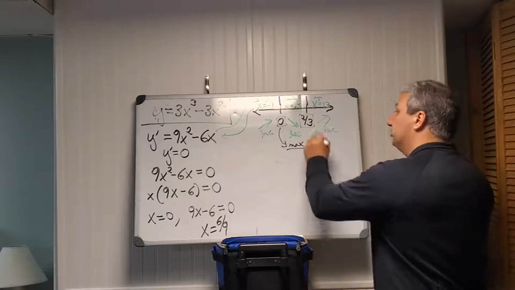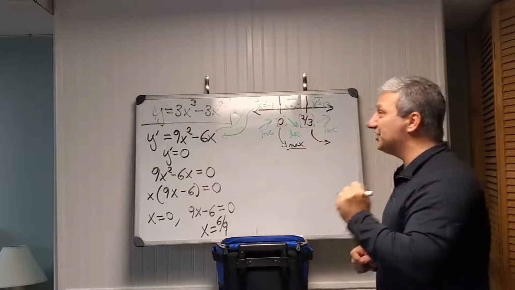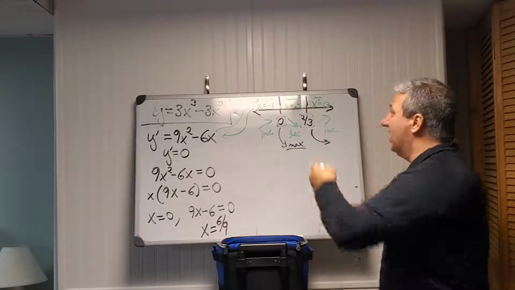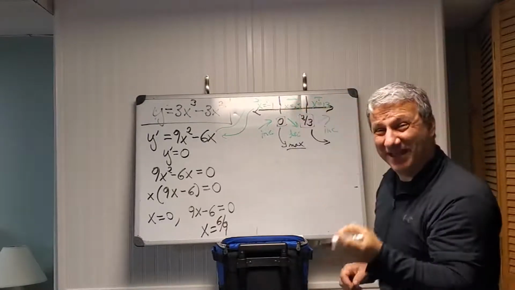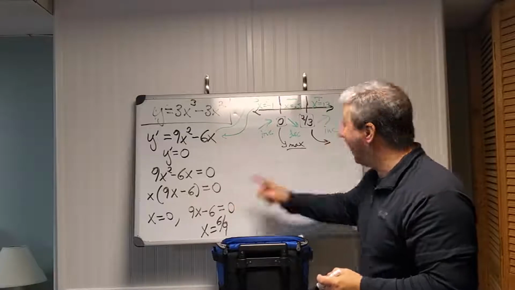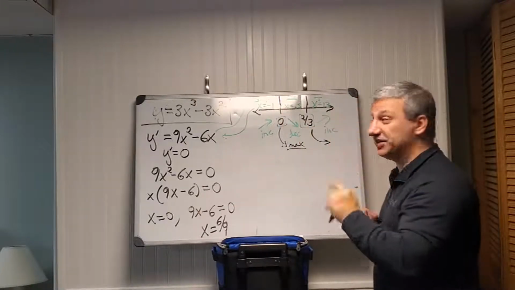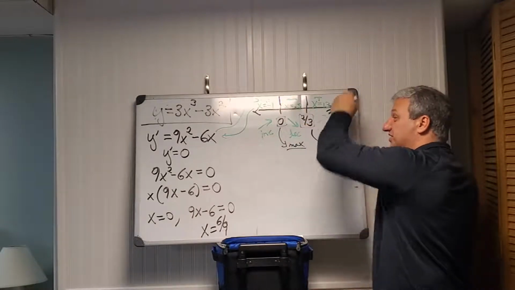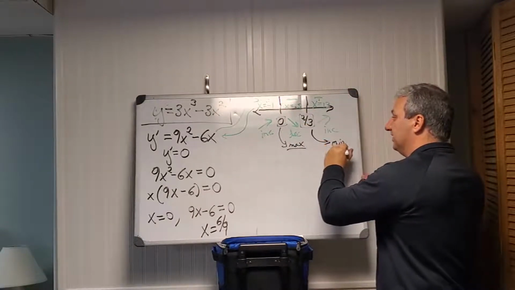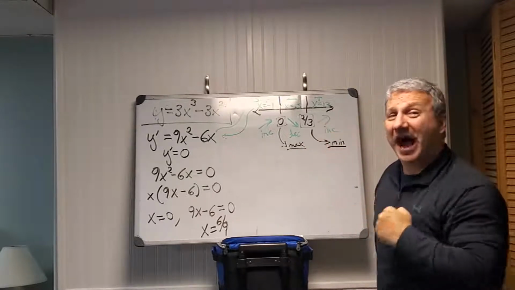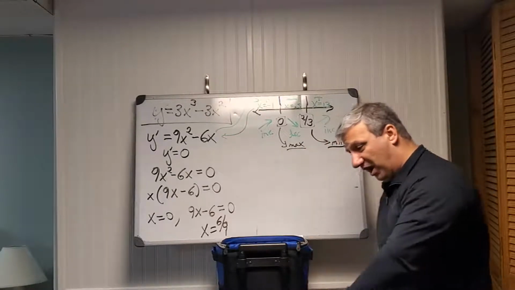Flip side, 2/3. At 2/3, it is a minimum because I go down then up, right? I go from decreasing to increasing. A minimum is when the derivative is 0 and the derivative goes from negative to positive. So this is my minimum. This is a great example because it's got maxes and mins. Oh my. So gotta pause now.